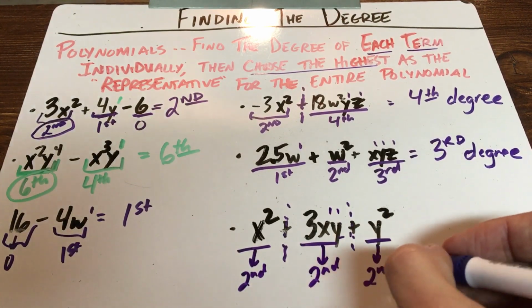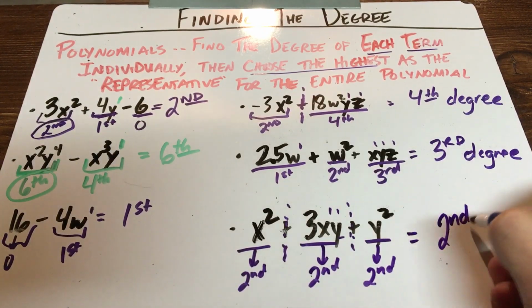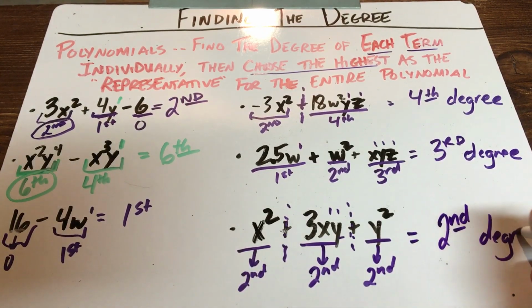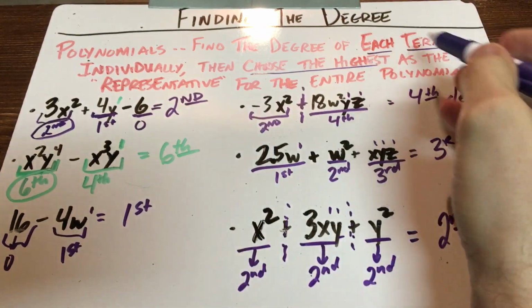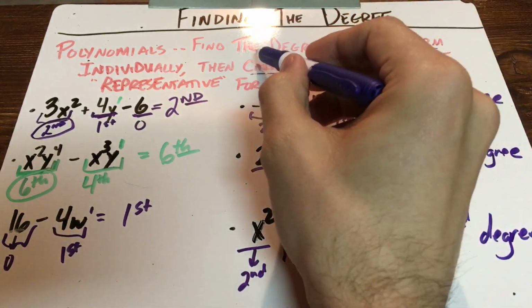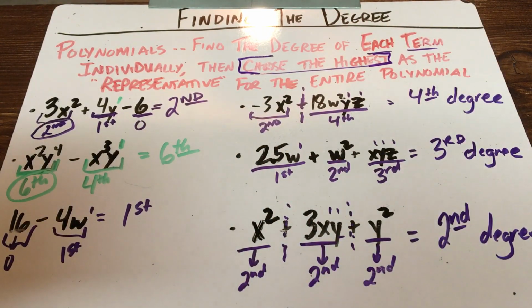So every once in a while I'll get a kid who's really thinking on their toes and asks, well, what happens if they're all the same? Or what happens if you have a tie? Well, nothing to worry about. You just call it 2nd degree, right? They were all 2nd degree, but that's okay. The highest amount we had was 2, and so 2nd degree is what we're going to go for on that one. Okay? So that's very important. Only add up each term individually and then choose the highest term to represent the entire statement.